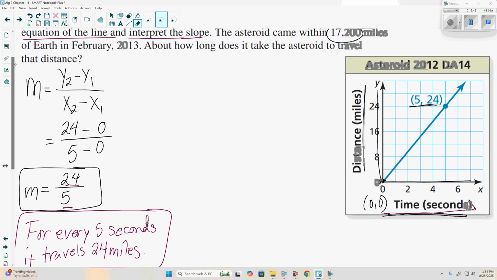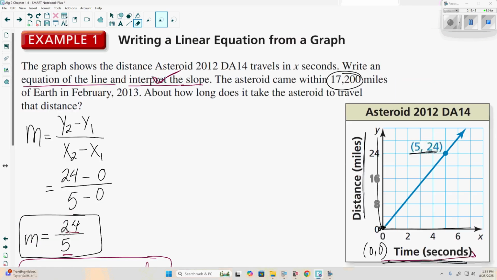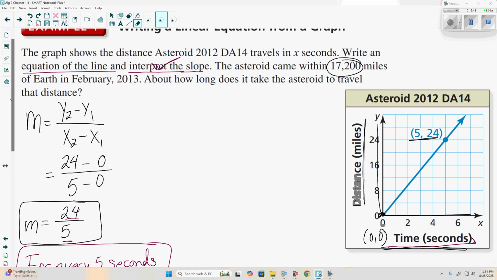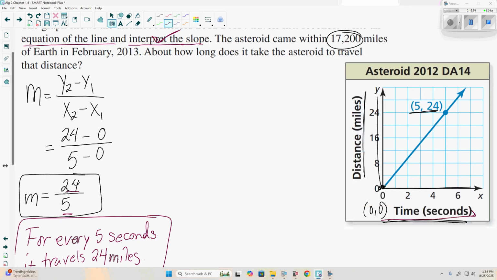And that did answer part of the question. We did complete the interpret the slope. Next thing we need to do is find the equation of the line. Now there's two starting equations we can use. Y equals mx plus b, or y minus y1 is equal to m times x minus x1, our slope-intercept form and our point-slope form.